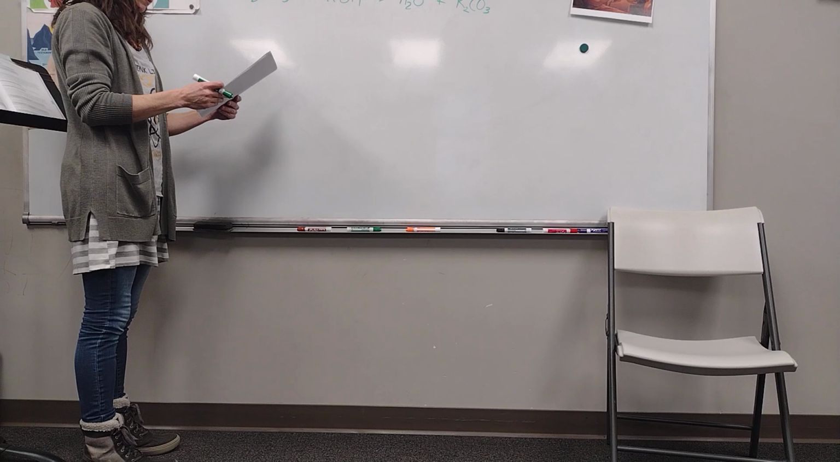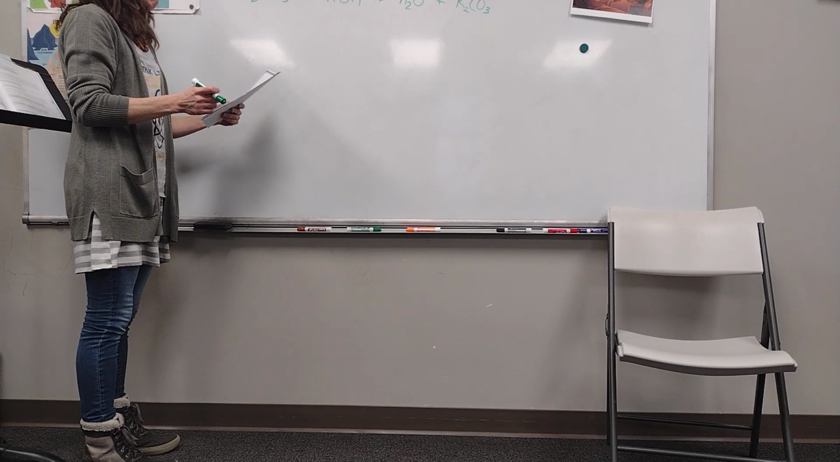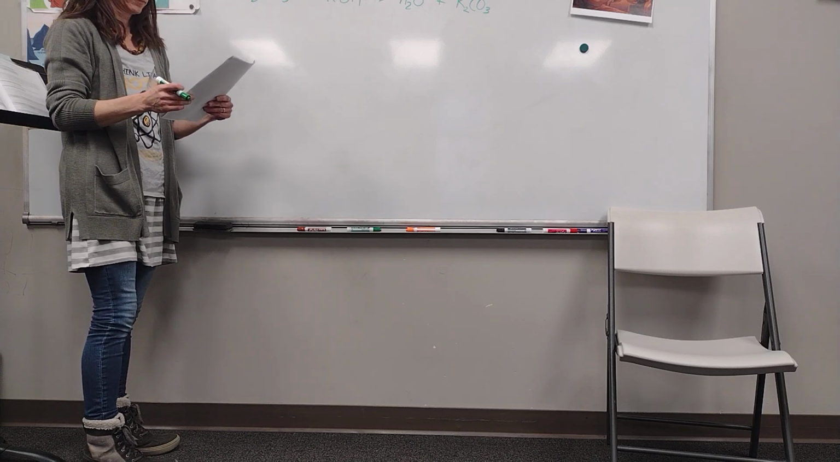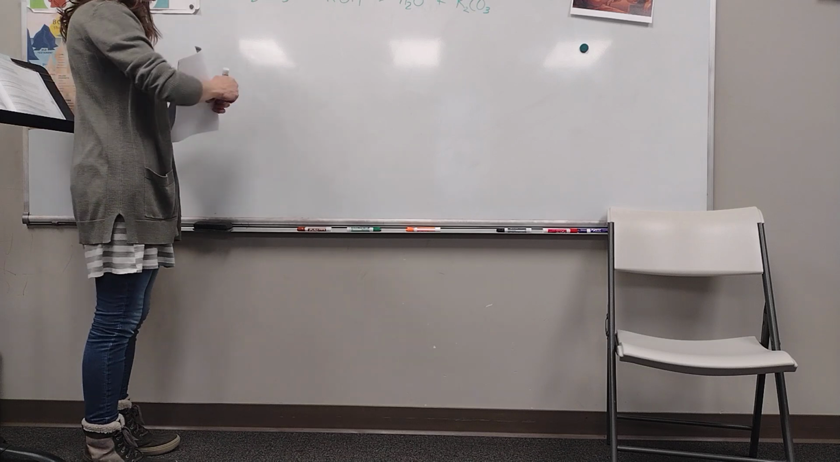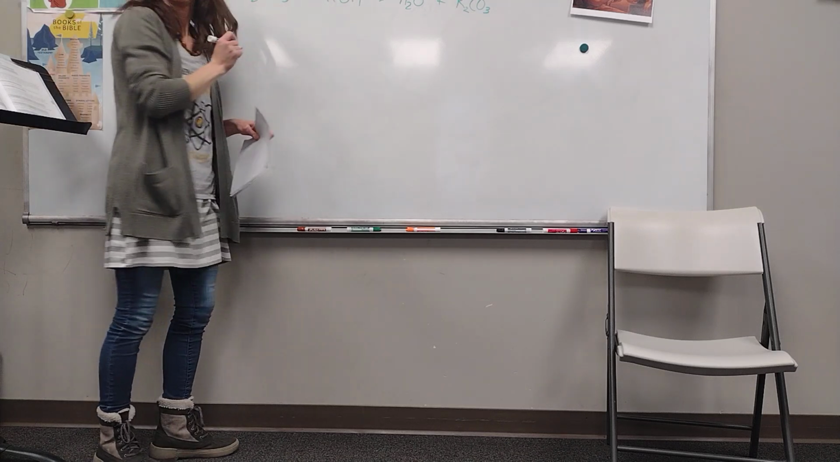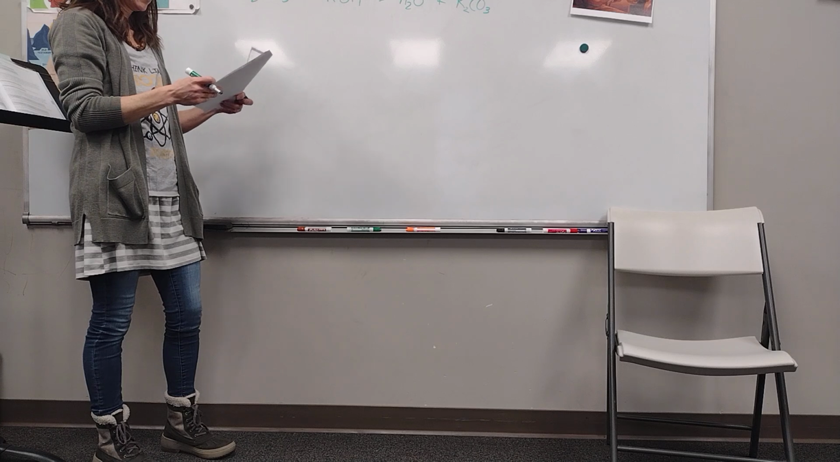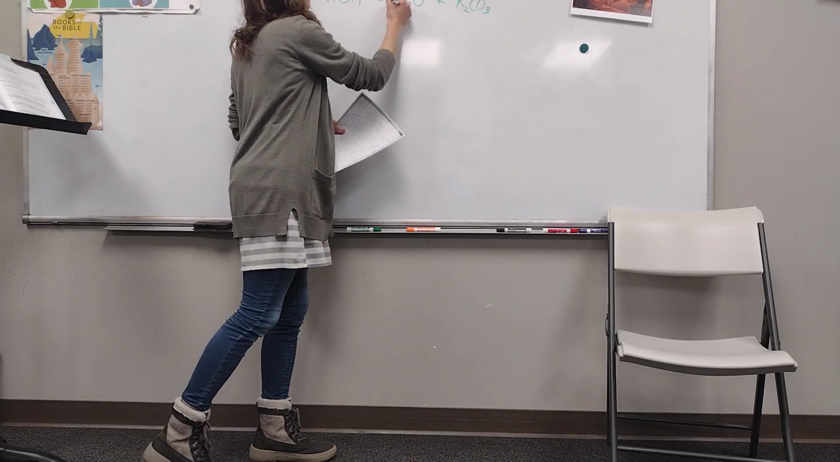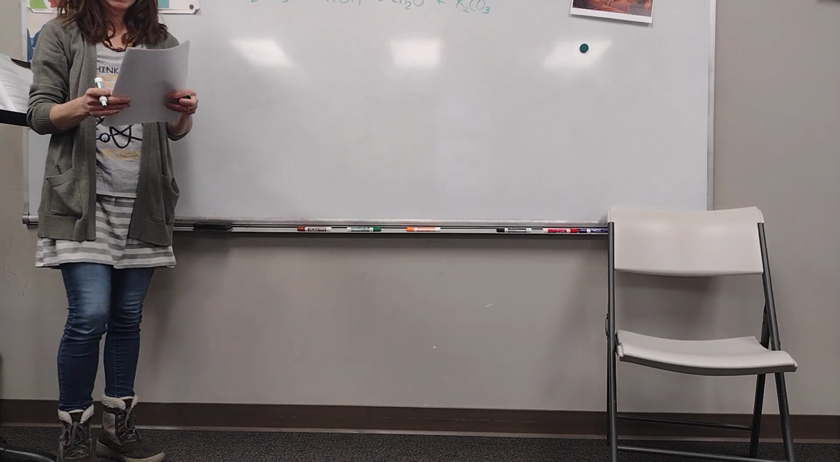Potassium gets balanced only if you put a 2 in front of the KOH. 2 in front of the KOH and 2 in front of the H2O. Oh, so if I put a 2 in front of the KOH. Yeah. And in front of the H2O as well. That's actually balanced, right?